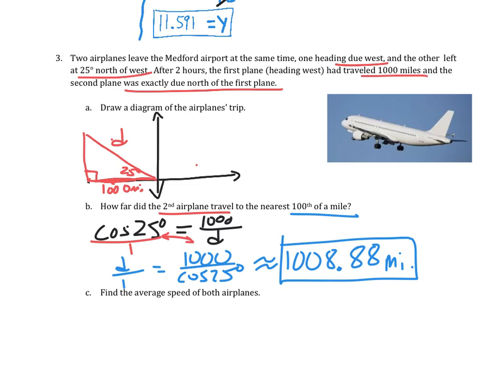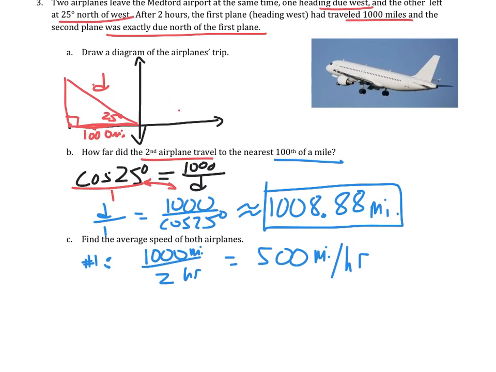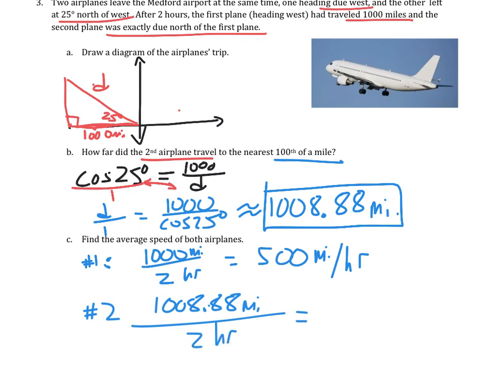And last but not least, what's the average speed? Well, this is for 2 hours. So plane number 1 had a speed of 1,000 divided by 2, and that's miles per hour. And so that's 500 miles per hour. And plane number 2 was at 1,008.88 miles for 2 hours. And so this one's going 504.4 miles per hour.